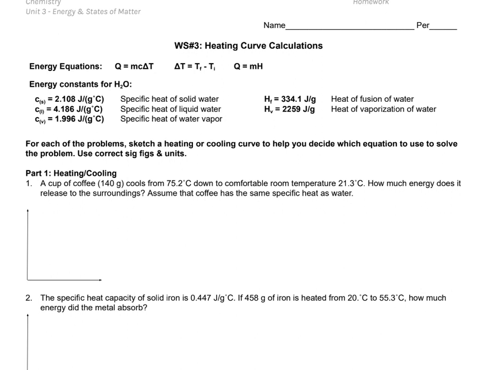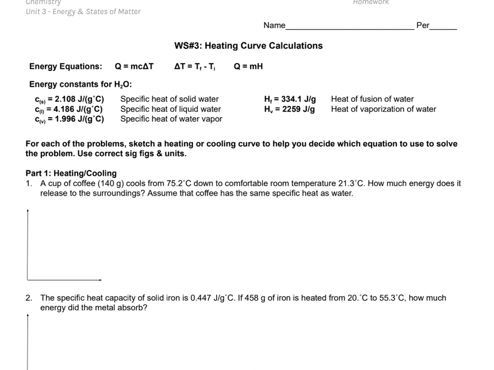And so for our first one, a cup of coffee, 140 grams, cools from 75.2 degrees Celsius down to comfortable room temperature of 21.3 degrees Celsius. How much energy does it release to the surroundings? Assume that coffee has the same specific heat as water. So the first thing we need to think about is our picture.